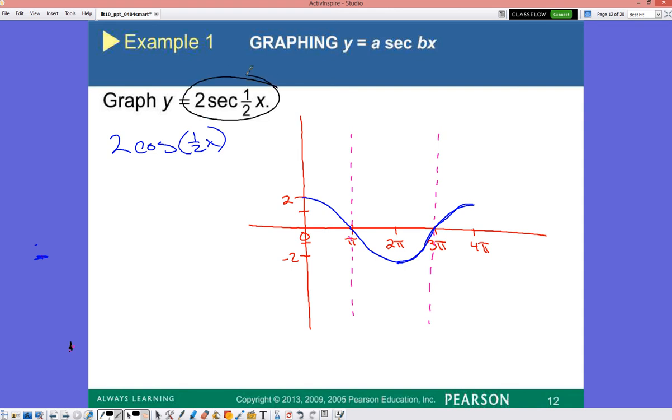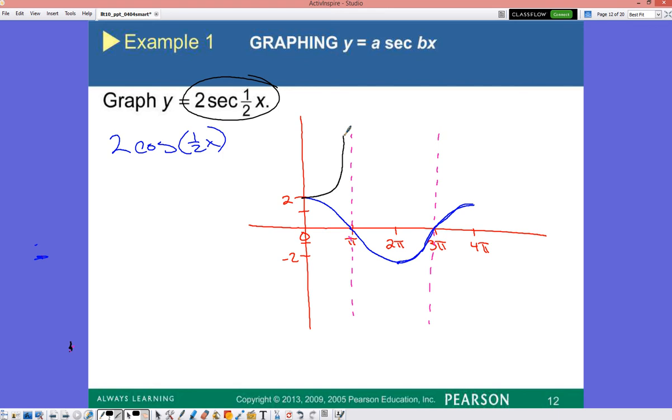So now for this, I'm going to do it in black. This piece right here, in between my start and my first asymptote, I want the reciprocal of that. So I'm going to take this little piece in blue and flip it over. If I flip it, it starts here and it goes like that. It's flipping everything. Exactly. So this will go down.